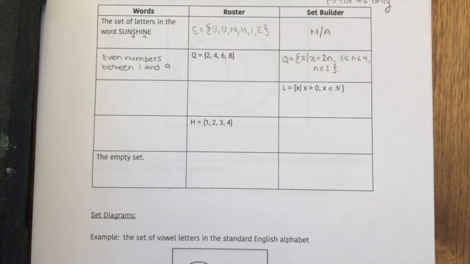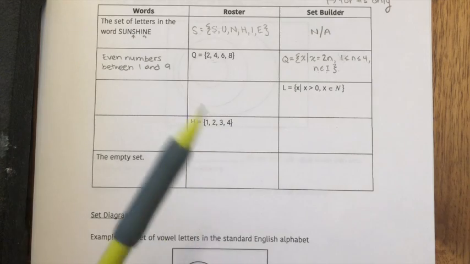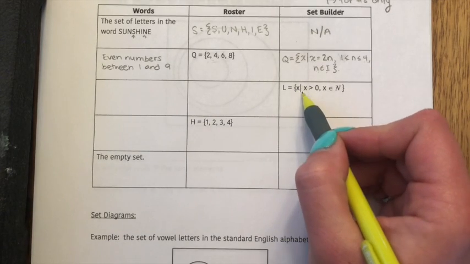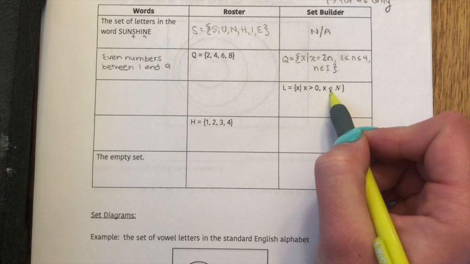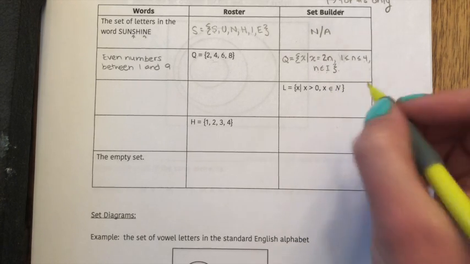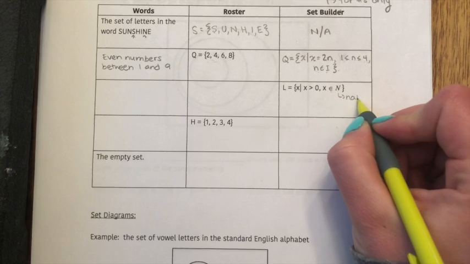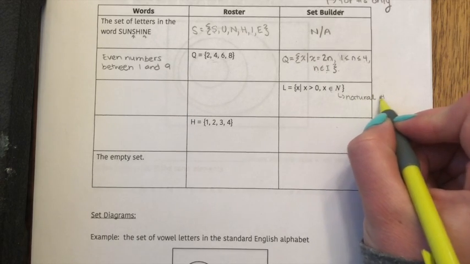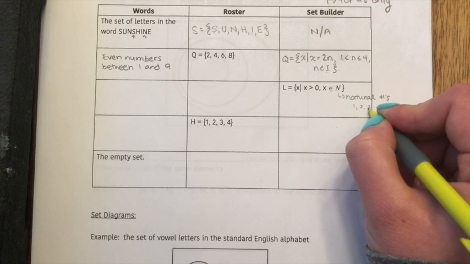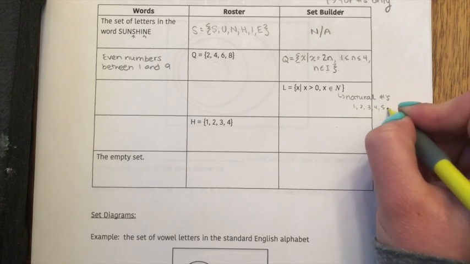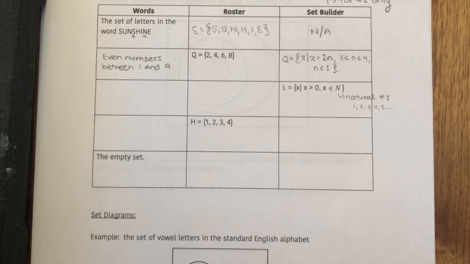Okay, so that might be a little bit confusing, but the more we do of this, hopefully the easier it will get. Okay, our next one is we have a set called L, and it says x such that x is greater than 0 and x is an element of n. So n means natural numbers. Okay, so natural numbers are 1, 2, 3, 4, 5, and so on. Basically, they're our counting numbers. So we'd start counting at 1 and we'd keep going.